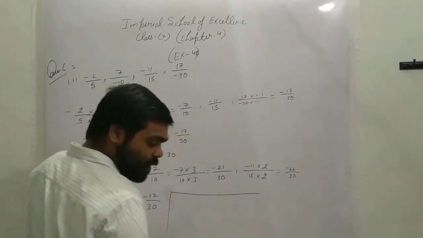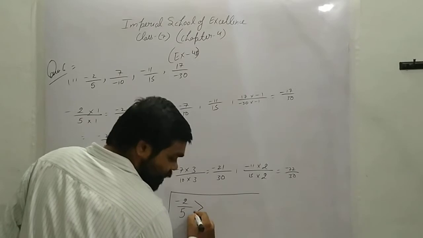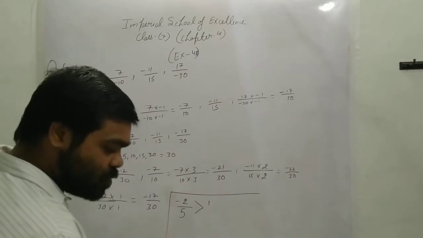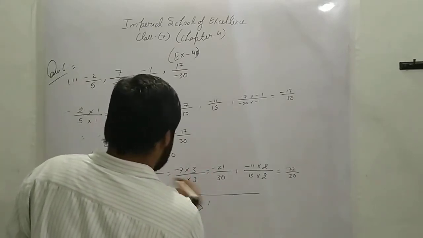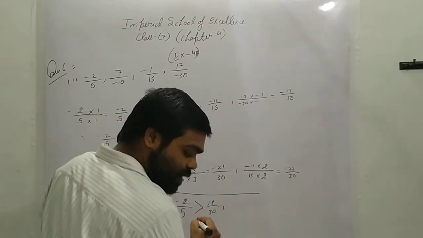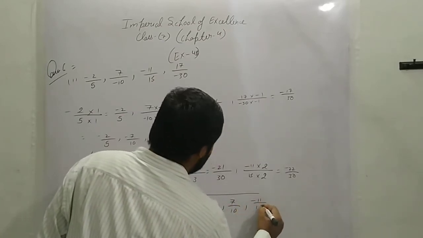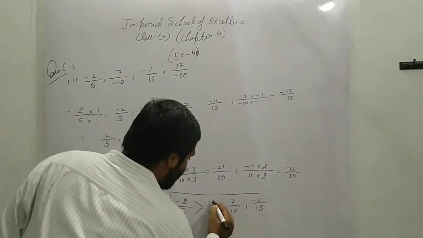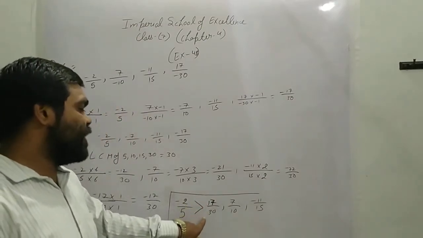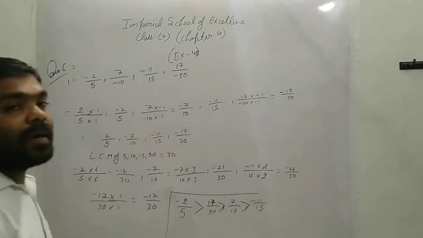So what will the answer be according to the question? The answer would be minus 12 upon 30, which is minus 2 upon 5, greater than minus 17 upon 30, after that minus 21 upon 30 which is minus 7 upon 10, after that minus 22 upon 30 which is minus 11 upon 15. This is your answer.